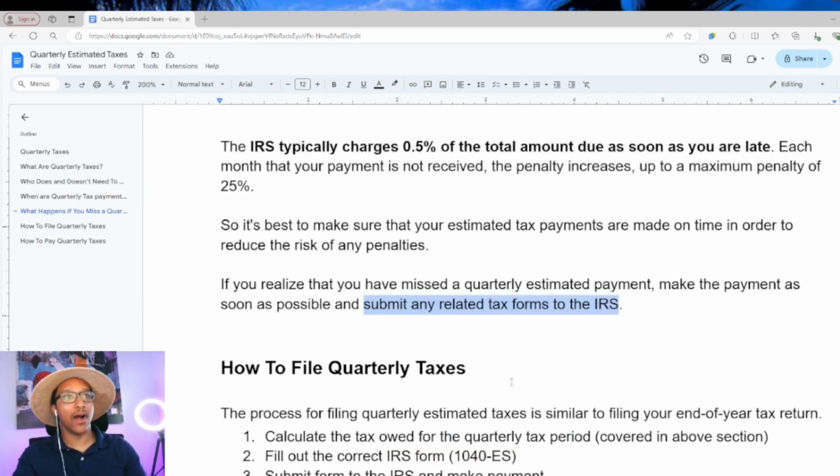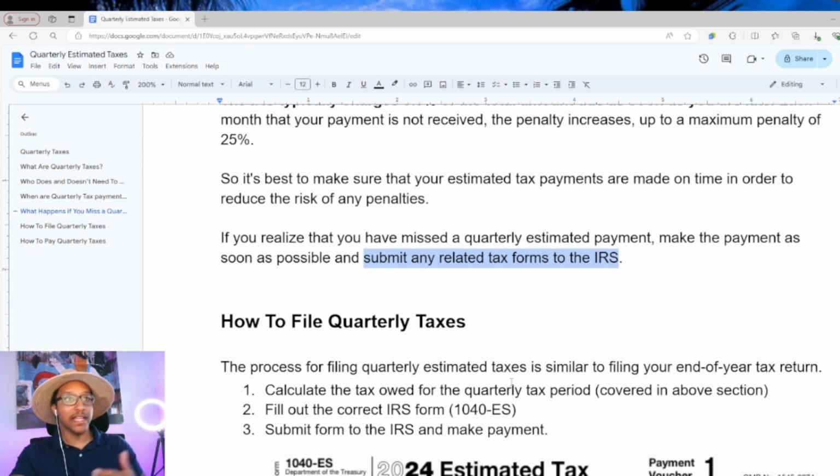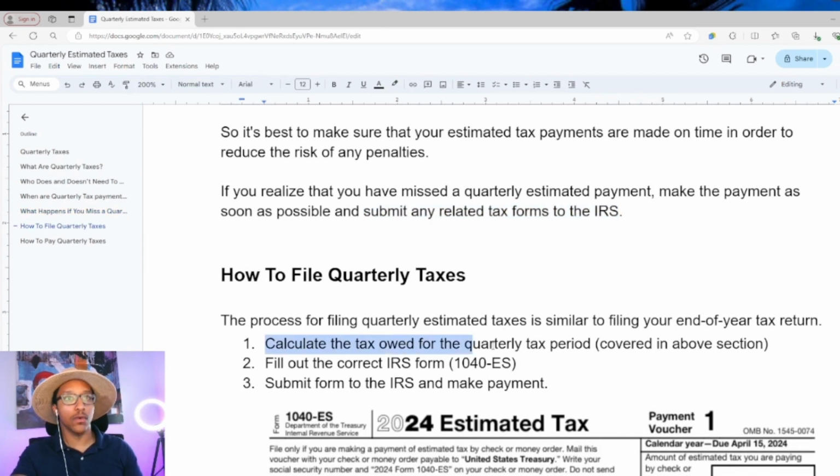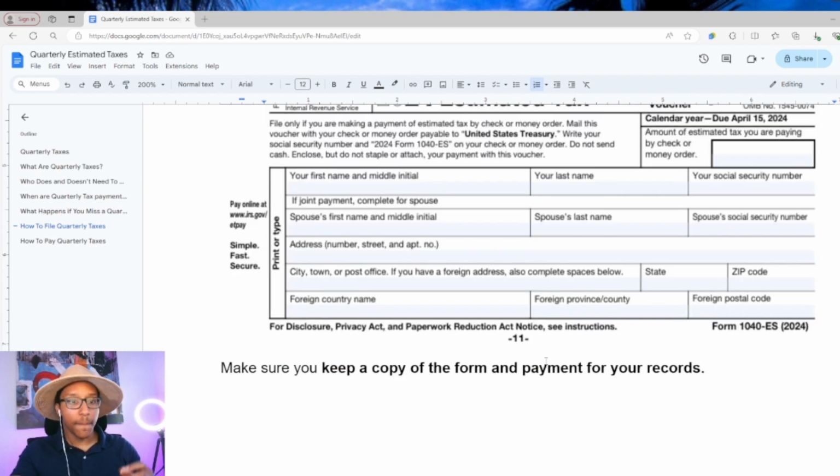Now let's talk about how you can file your quarterly taxes. The process for filing is pretty similar to filing your end of the year tax return. First, you will calculate the tax owed for the quarterly period, which we covered earlier in the video. You will fill out IRS Form 1040-ES, and then you will submit that form to the IRS and make your payment. Make sure you keep a copy of the form and payment for your records. The last thing you want to deal with is there's a mix-up with the IRS and they're claiming you never made a payment. Keep your records so that you have that confirmation.